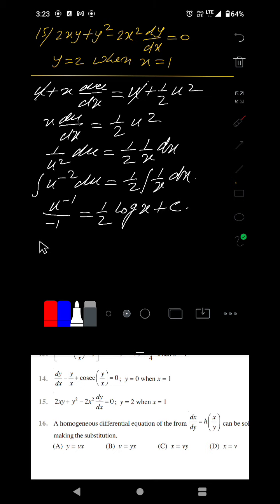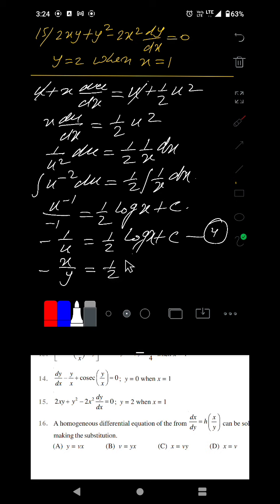So simply we have minus 1 upon u is equal to half log x plus c. Let it be equation number 4. Now we have to replace u by y upon x, because we have assumed y is equal to ux, and by that relation the value of u in terms of y and x is y upon x. So if we replace u by y upon x, it becomes minus x upon y, and that is equal to 1 upon 2 log x plus c. We better make this equation number 4.